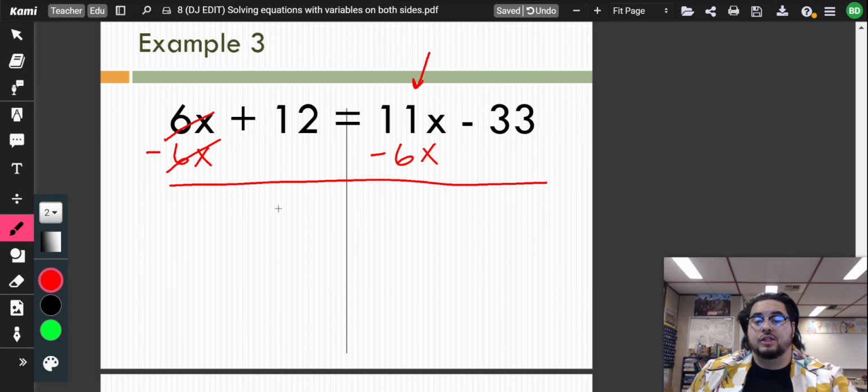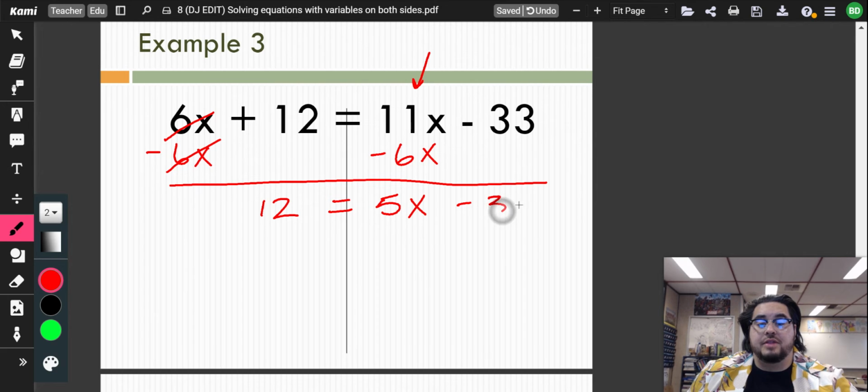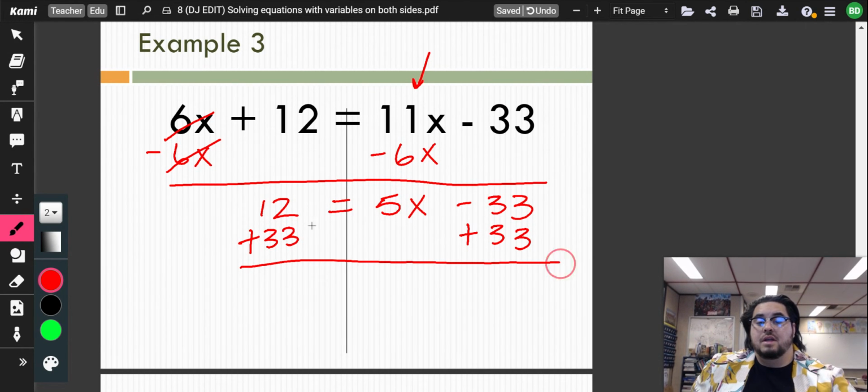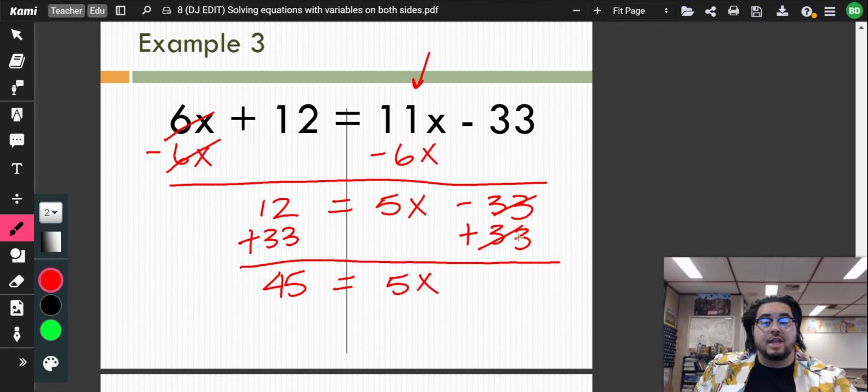These cancel out, and 12 is the only thing left over on that side. 11 take away 6 is going to give us 5x. And then I bring down the negative 33. And once again, we have a two-step equation. I have to get rid of everything around the variable, so I'm going to add 33 to both sides. 12 plus 33 is going to give us 45. The 5x can come down, and then the negative 33 and positive 33 cancel out.